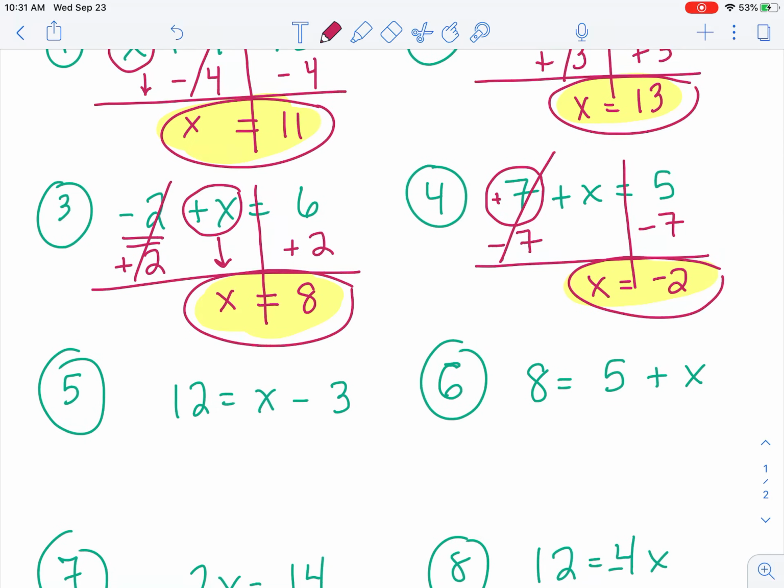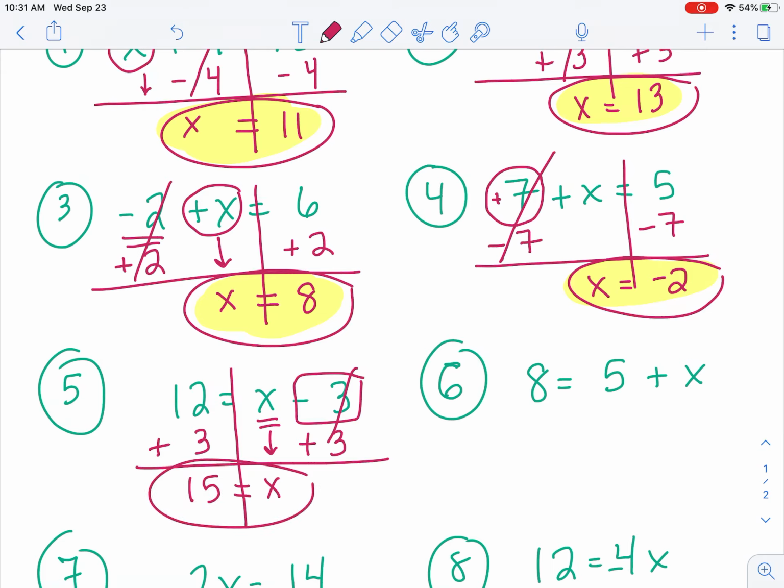So number 5, I draw my line. Now this time x is on the right-hand side. That's okay. I can move stuff to the other side. So I have the minus 3 that I need to move. So I do the opposite of a minus 3, which is plus 3. X is still going to stay on the right this time, and that's okay. X doesn't have to always be on the left, right? X can be on the right. 12 plus 3 gives me 15, and I have 15 equals x. That's the same thing as saying x equals 15. So it's the same process, okay?